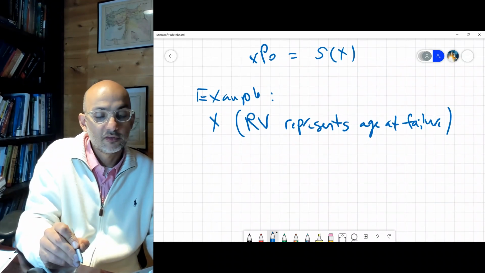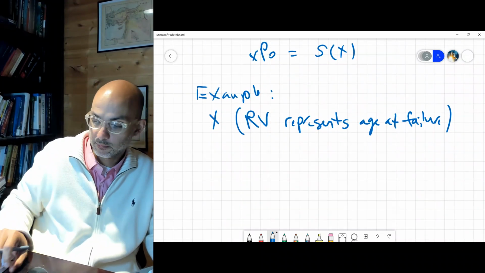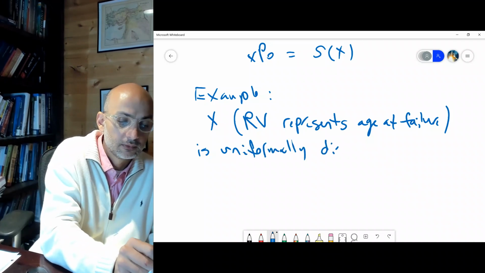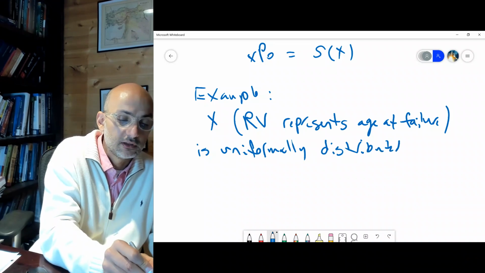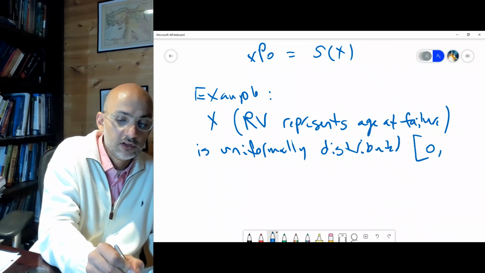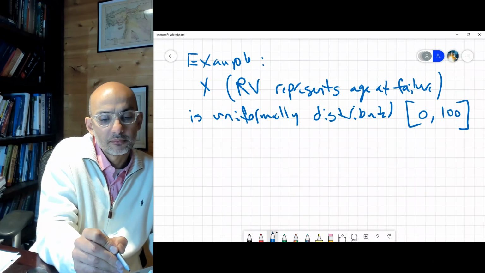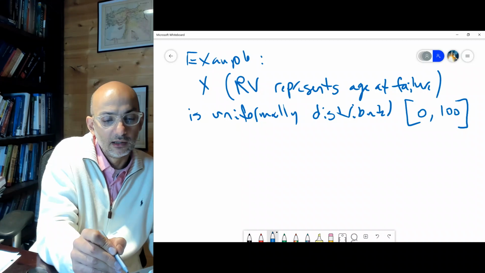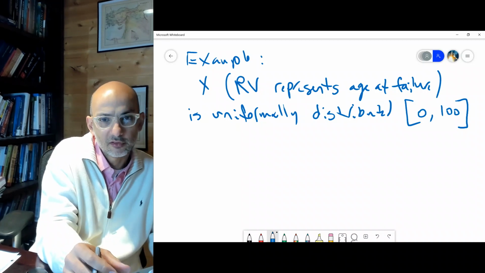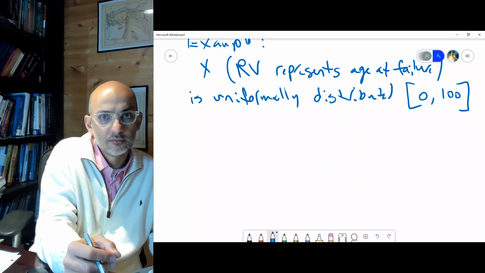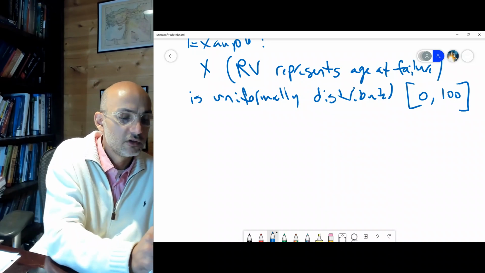So x for somebody age 0 is represented by a uniform distribution, and we did something like this when we reviewed the statistics. Let's say between age 0 and 100. So x is a random variable that represents age at failure, and we are using a uniform distribution to describe this life. So this life is distributed uniformly between 0 and 100.